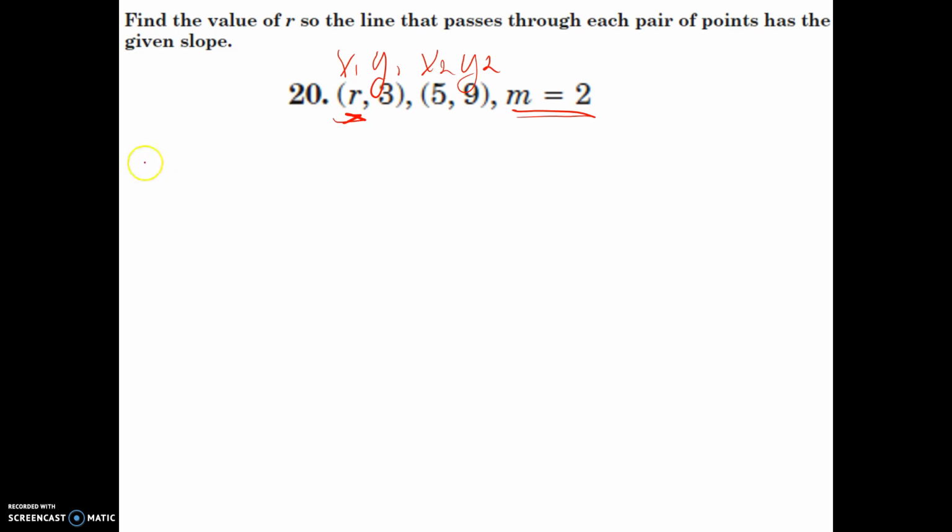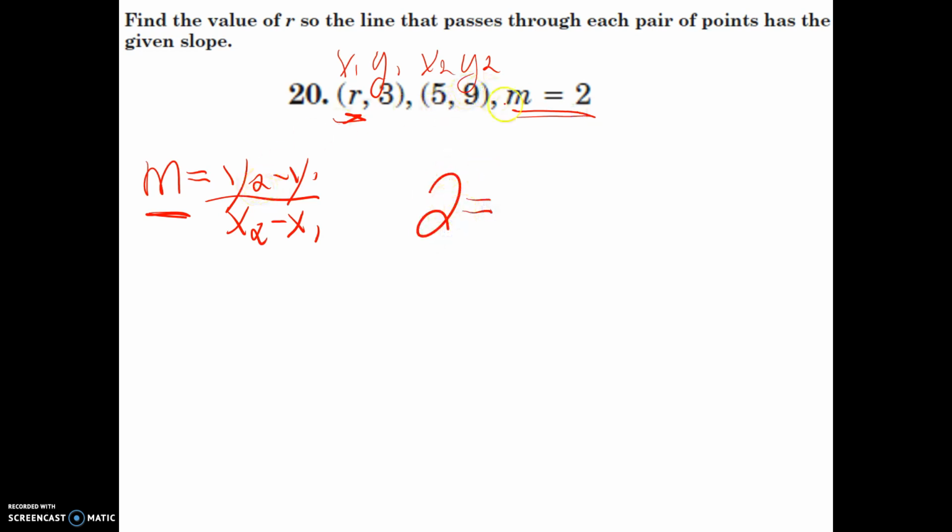What we're going to do is use the slope formula, m equals y2 minus y1 over x2 minus x1. As you can see, I already have almost all of the pieces to my puzzle. So I'm going to substitute in for the m my 2, set that equal to, what is y2? y2 is 9, minus my y1, which is 3, all over my x2, which is 5, minus my r value, which is the missing x1.